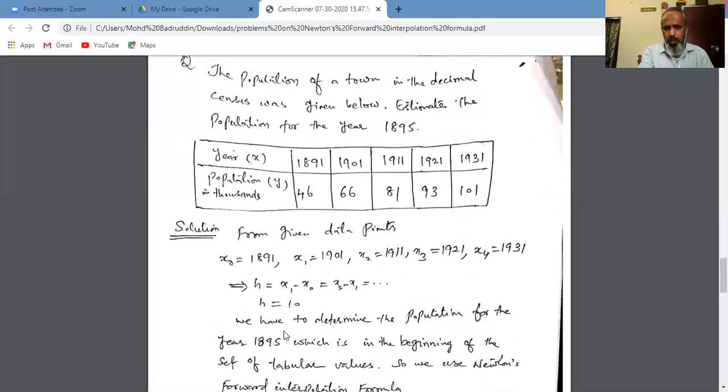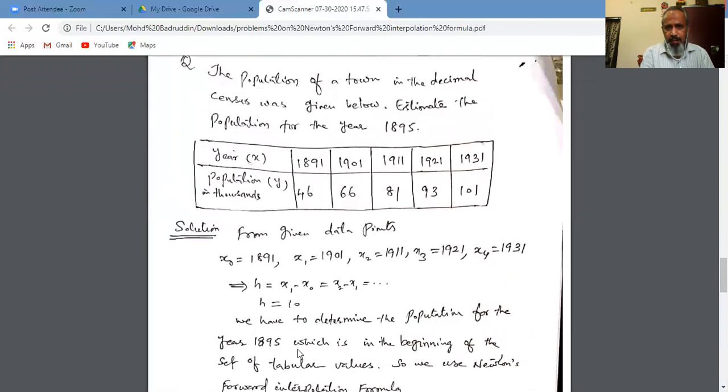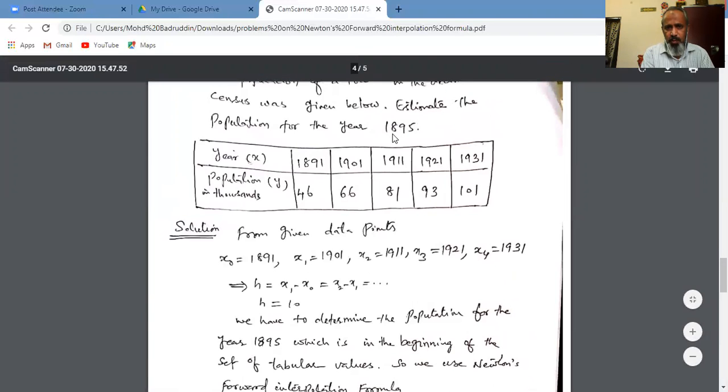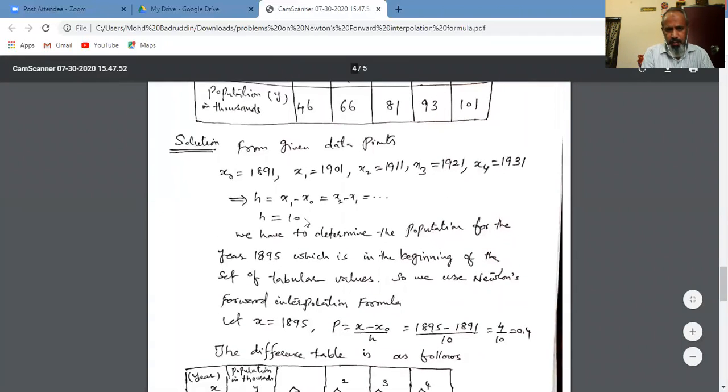Now, what we have to do here is determine the population for the year 1895, which is in the beginning of the set of tabular values. So we use Newton's forward interpolation formula. So let x be the year in which we have to determine the population, in 1895. So we are taking x as 1895, and we know that p is equal to x minus x naught by h.